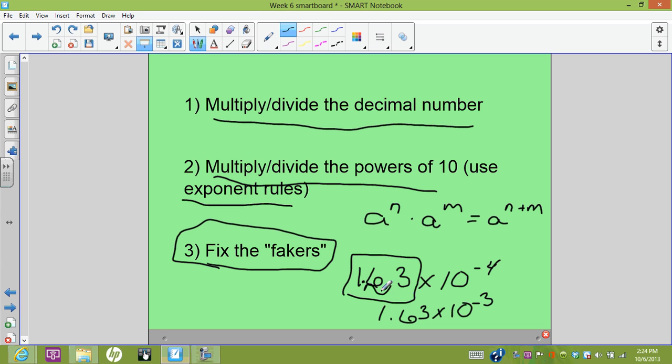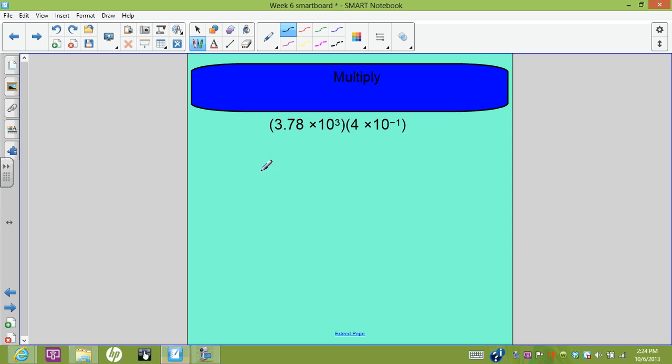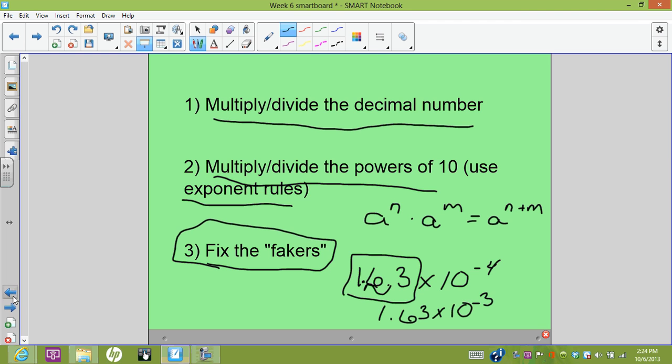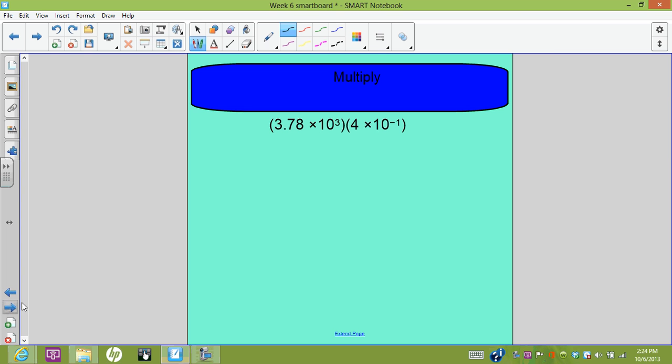So let's go ahead and just work through a couple examples. You can do these on the next page of your notebook. At the top, just write example. Our first example is going to be 3.78 times 10 to the third multiplied by 4 times 10 to the negative first. So if we look back at our steps, the first step is multiply or divide the decimal number. So let's do that. We have 3.78 and we have 4, and we're going to be multiplying these numbers together.